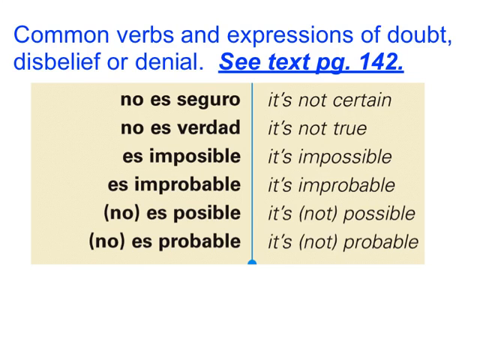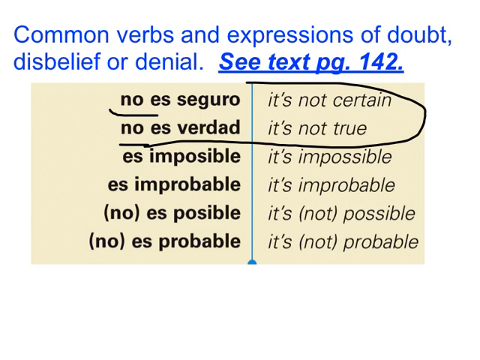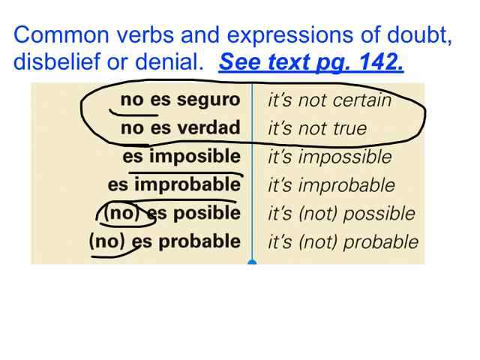And now we'll continue with other expressions and verbs of doubt, disbelief, and denial. Notice how a lot of these begin with no. No es seguro, no es verdad. In Spanish, whenever you say that something is not certain or true, the subjunctive is used. Whenever you say something is impossible or improbable, and of course the no es posible, no es probable, that's basically es imposible, es improbable, and you have a change in subject, the subjunctive will be used.